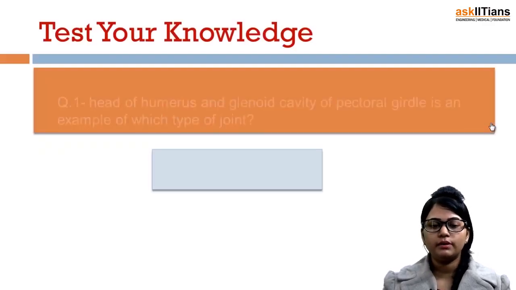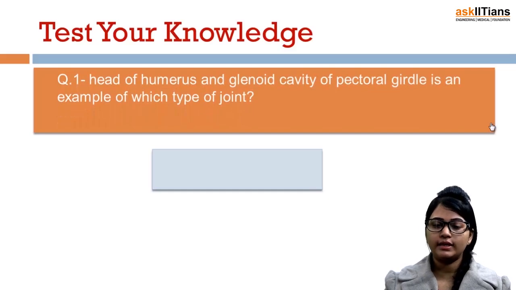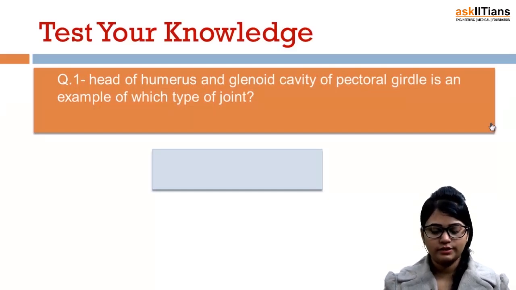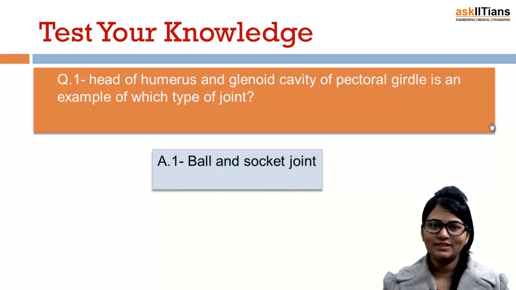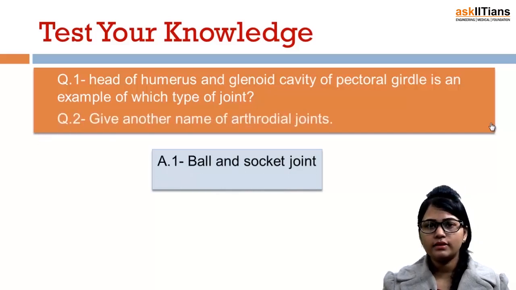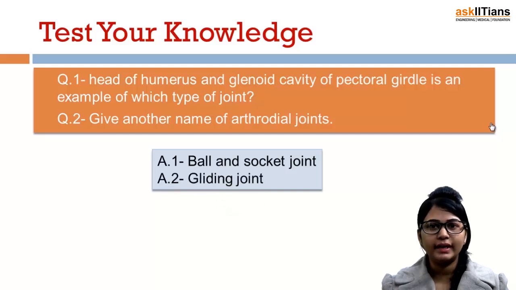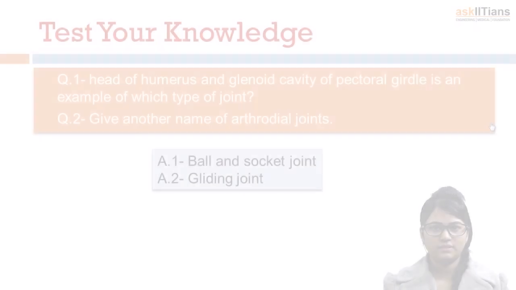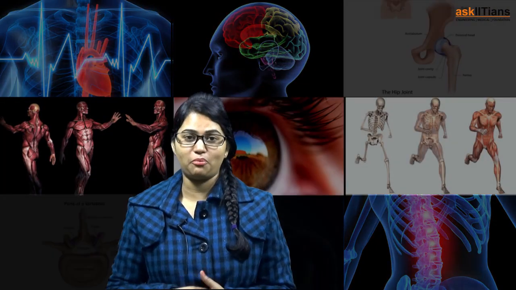Now answer me, head of humerus and glenoid cavity of pectoral girdle is an example of which type of joint? Ball and socket joint. Give another name of arthrodial joints. Gliding joint. Correct.